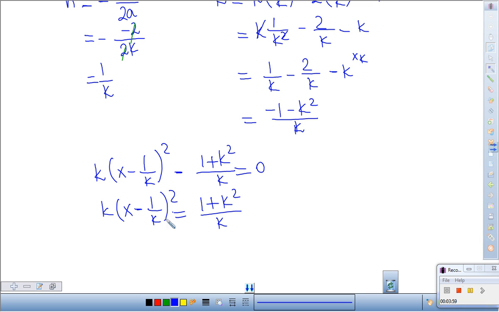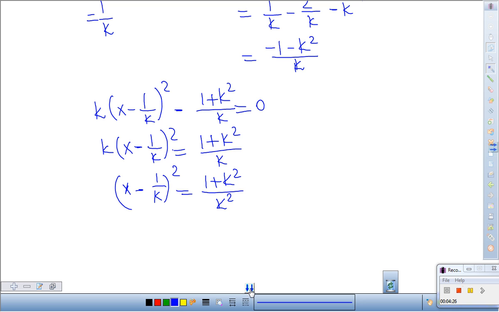We still haven't isolated completely the perfect square. We have to divide both sides by k, which means that (x minus 1 over k), oh, I apologize for that, squared equals, and when we divide, we're going to get a k squared in the denominator: (1 plus k squared) over k squared.